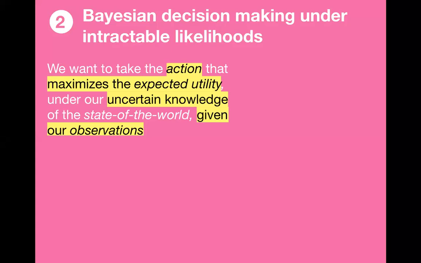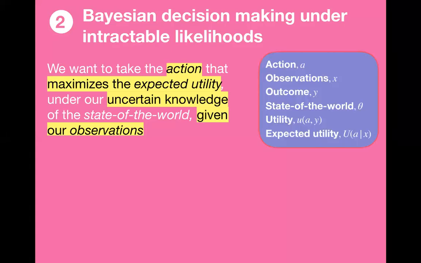Okay. So let's just set up some notation quickly. Action I'm going to call A, observations or summaries thereof I'm going to call X. Outcomes is what happens in the future that affects how much money you make or how many people die or whatever. I'm going to call Y. Model parameters, state of the world, theta. We have a utility, which is typically profit or negative cost of some sort, and expectation thereof.